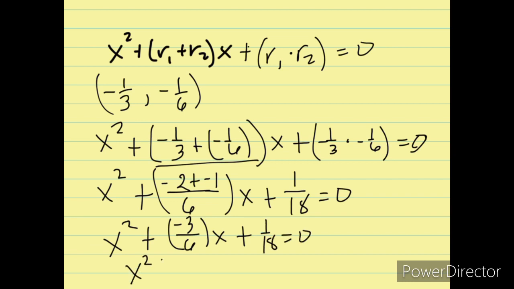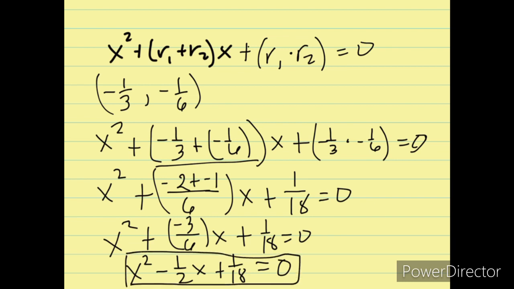It becomes x squared plus negative 3 over 6. Reduce it to lowest term. It becomes negative 1/2 x plus 1 over 18 equals 0. So this is now our quadratic equation with the roots of negative 1/3 and negative 1/6.